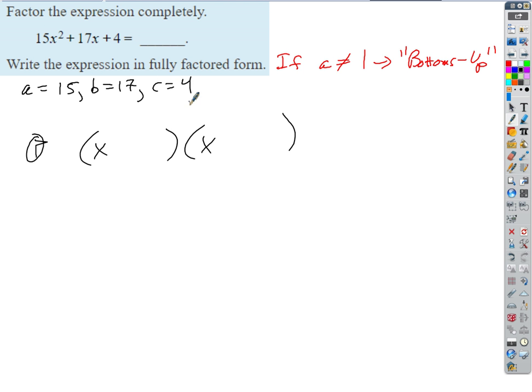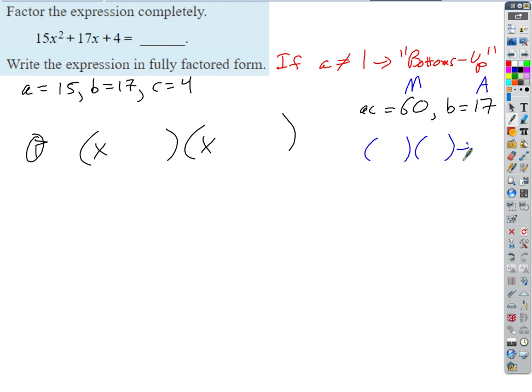Okay, so what do the magic numbers have to multiply to? 4. Remember in bottoms up? A times C, good. So A times C equals 60. What do they have to add to? B. Yep. B equals 17, so they have to add to 17, right? And then we just gotta go find those numbers. What are the signs gonna be if they multiply to a positive and add to a positive? Okay, positive, good.